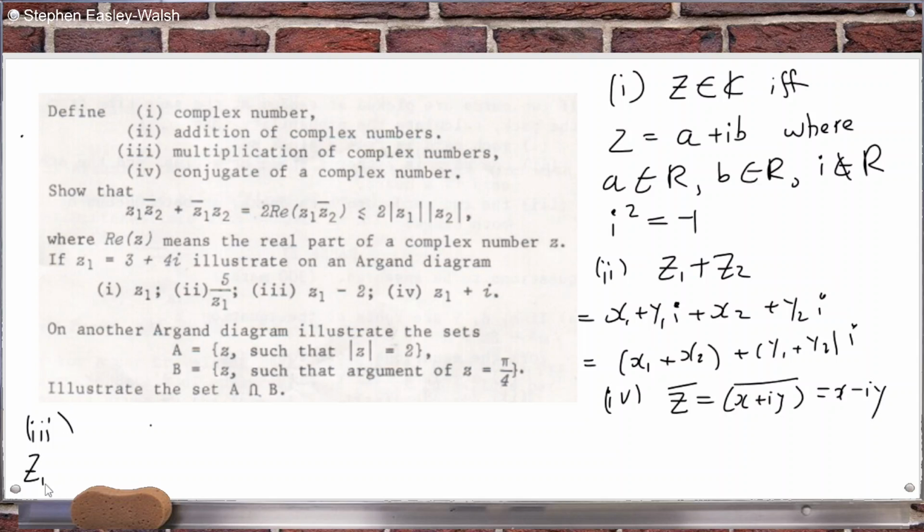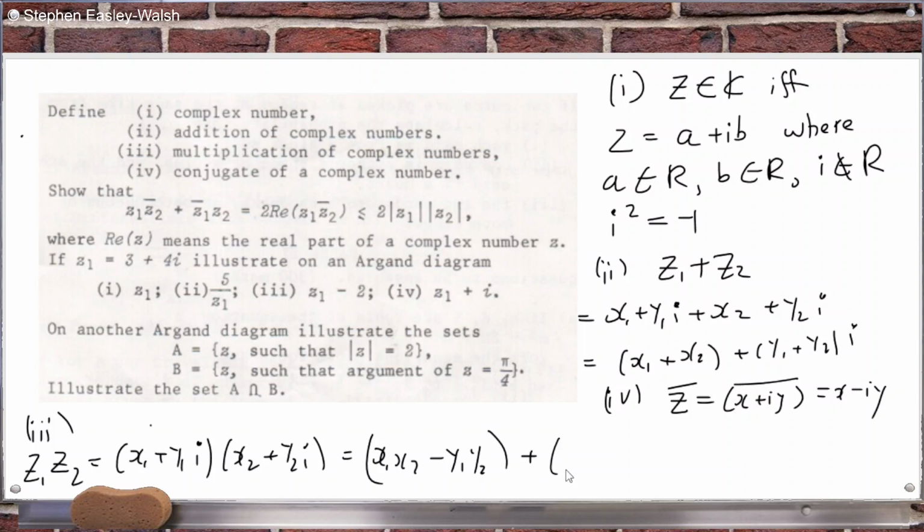And then Z1 times Z2 equals (X1 plus Y1 i) times (X2 plus Y2 i). So that's X1 X2 minus Y1 Y2 plus (X1 Y2 plus X2 Y1) i. I think that's right. X1 X2, Y1 Y2, X1 Y2, X2 Y1. Yeah, okay, so that's that done. Let's have a look at the next part.